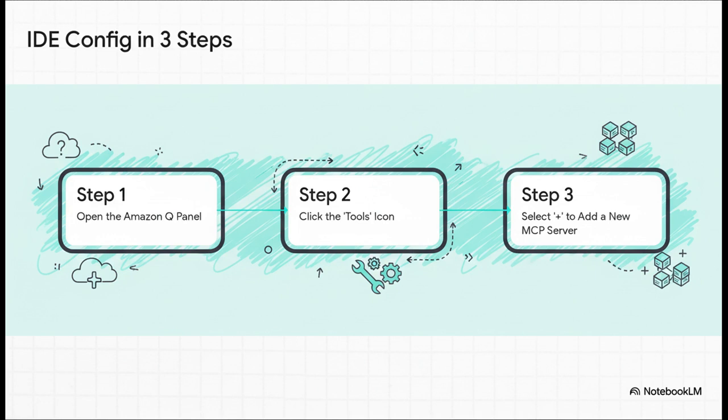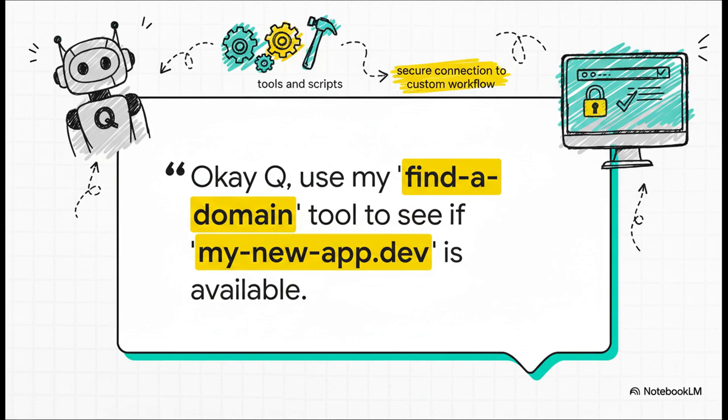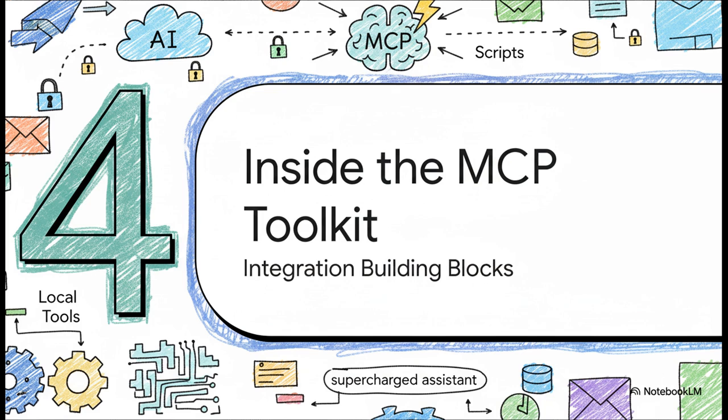Couldn't be easier. So once everything's set up, what does it actually feel like to use? Well, you can interact with it using just natural language. You could literally say, "Okay, Q, use my find a domain tool," and it will understand the command, run your script, and just give you the result. It's pretty amazing.